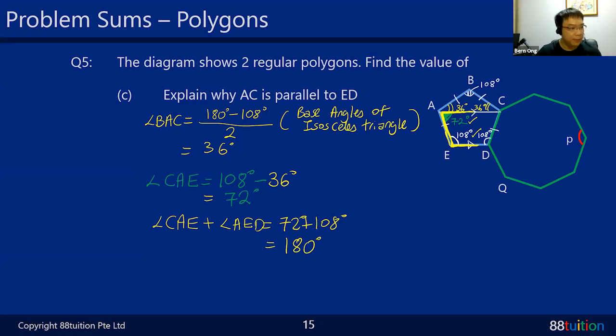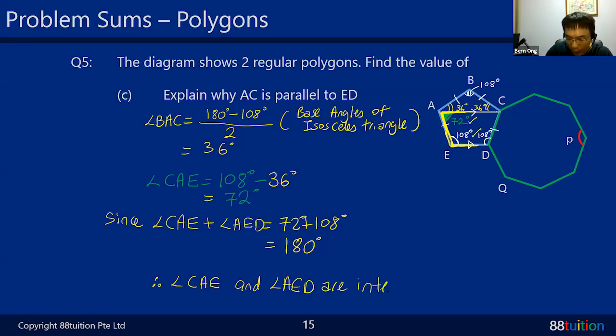What does it mean? Since this one and this one add up to 180 degrees, you can say as a conclusion that angle CAE and angle AED are interior angles, because they add up to 180 degrees. And since they are interior angles, you can give a conclusion. Thus, AC is parallel to ED.